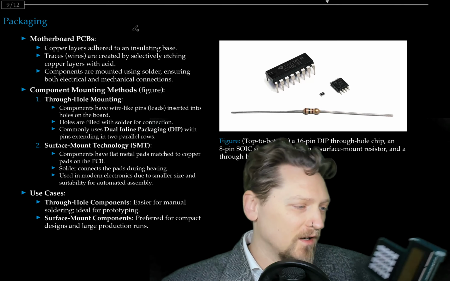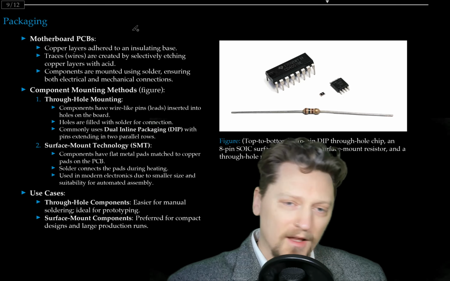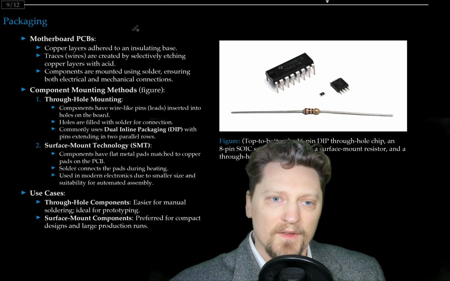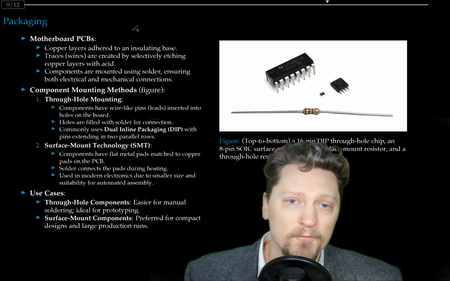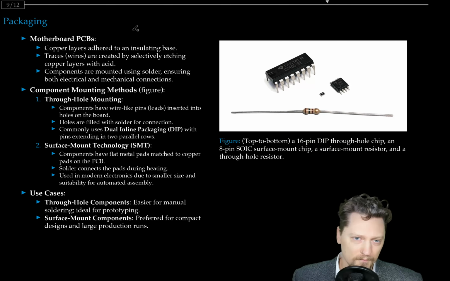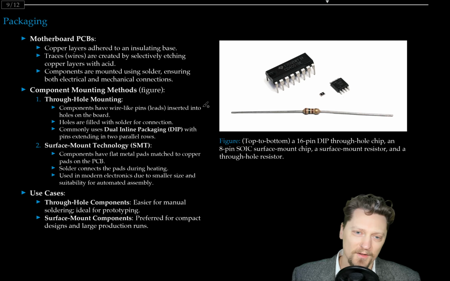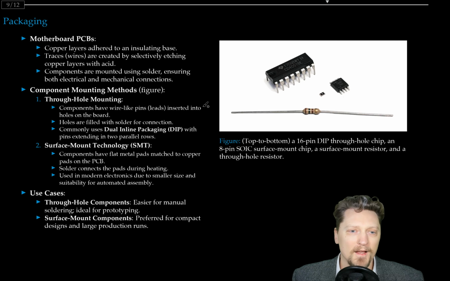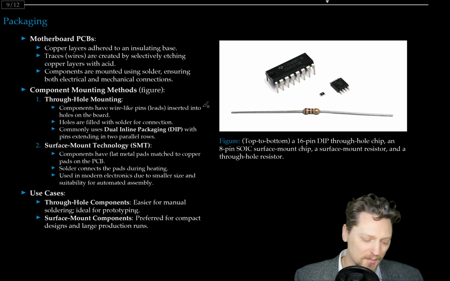But there are traces of copper if you look closely at it on the back, and those are the electrical connections. And then the green is an insulator that is not electrically conductive. Okay, components are mounted using solder, ensuring both electrical and mechanical connections. Sometimes we overlook the mechanical connection aspect, but it's very important, as mechanical engineers like to think. Component mounting methods. So there are two common mounting methods for components onto printed circuit boards.